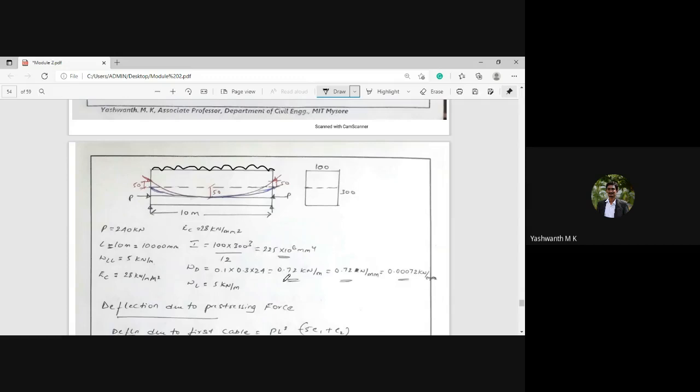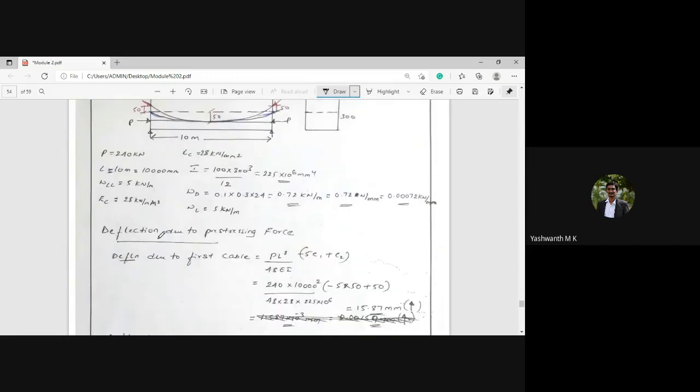Okay, 0.72 kilonewton per meter. If I want to express it in other units, that will be 0.72 Newton per millimeter or 0.00072 kilonewton per millimeter. Is it clear? So these are all the data.